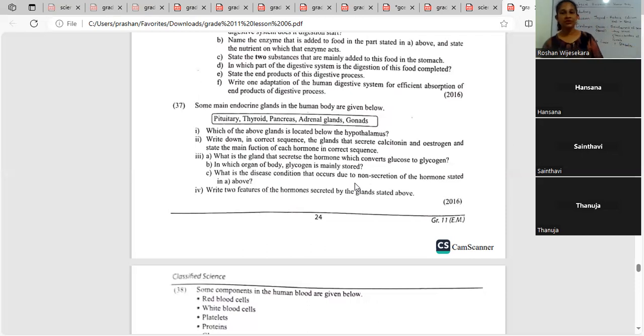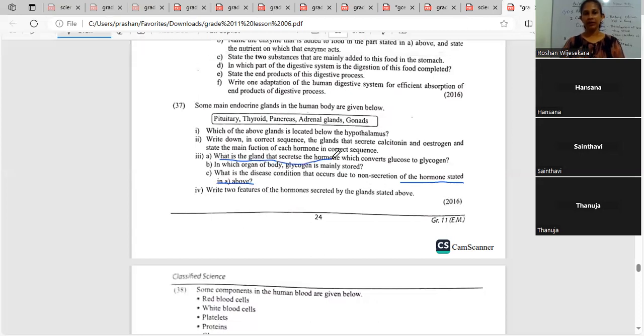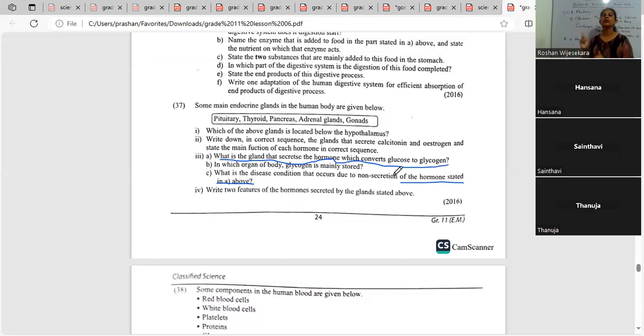The problem with this question is that there is no mention of a hormone. It only mentions the gland, the pancreas. The hormone stated above in A, the hormone which converts glucose to glycogen, is the insulin hormone. You have to know that.